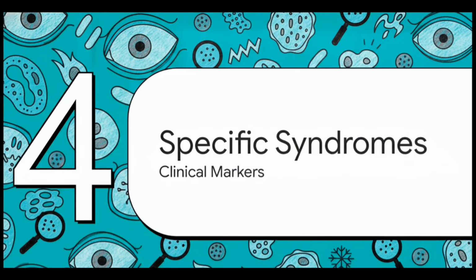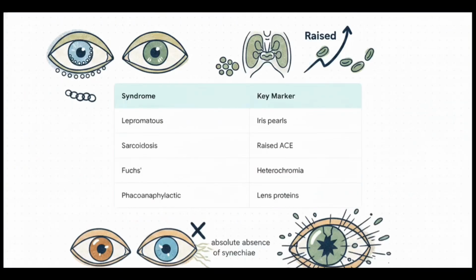Let's move to part 4, specific uveitis syndromes and identifying unique clinical markers. Because uveitis is tied to so many systemic conditions, picking up on unique clinical clues is like being a medical detective. For instance, in lepromatous uveitis, we look for distinct, glistening iris pearls forming a sort of necklace near the pupil. In sarcoidosis, you expect non-caseating granulomas and raised ACE levels in the blood.